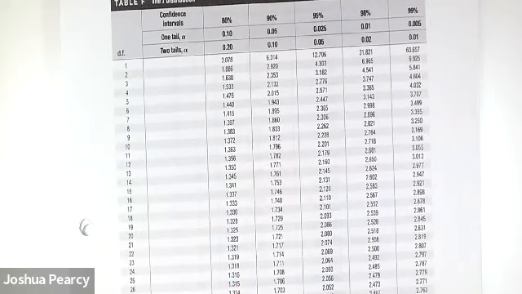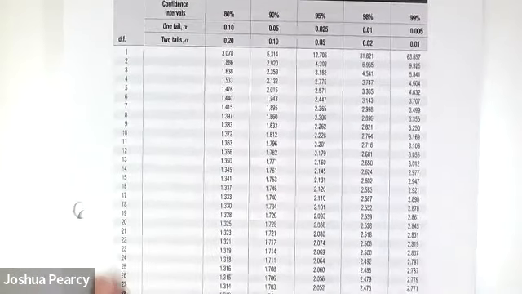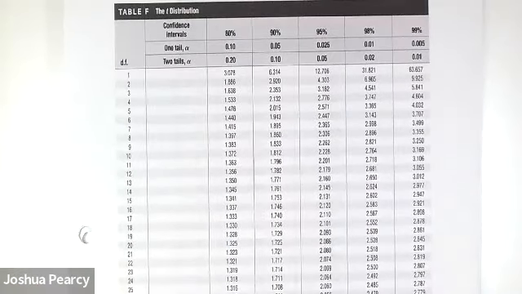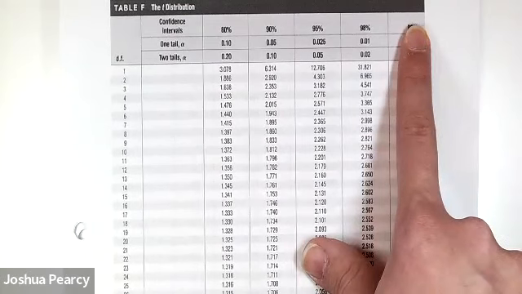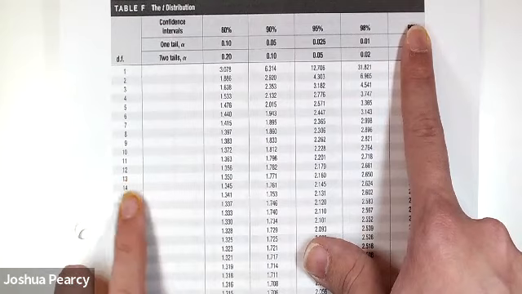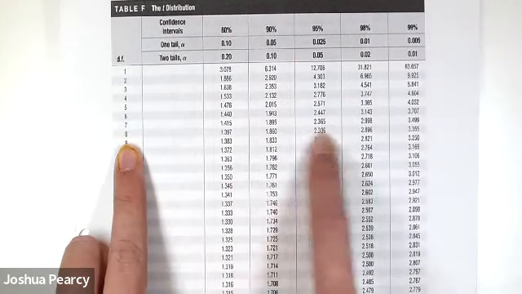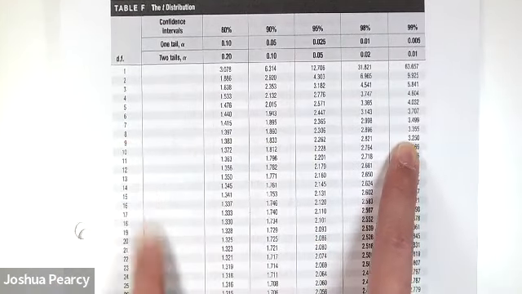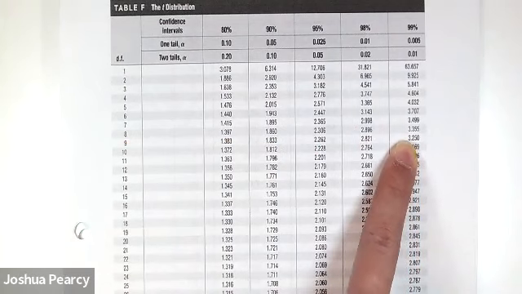Then the first one says, what is t alpha over 2 for 99% confidence interval when n is 10? So it tells you the confidence level. Just go to 99 over here on the right-hand side. Go down to the degrees of freedom, which is 10 minus 1, which is 9. And if you intersect those two, you get 3.250. And that is how you would find it.